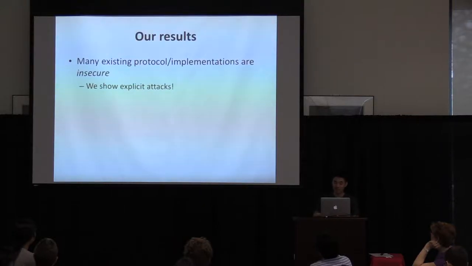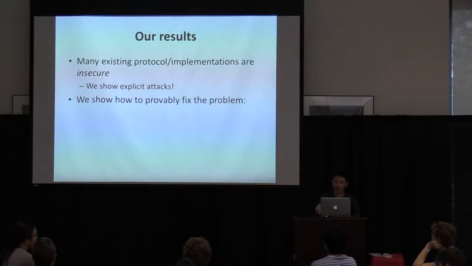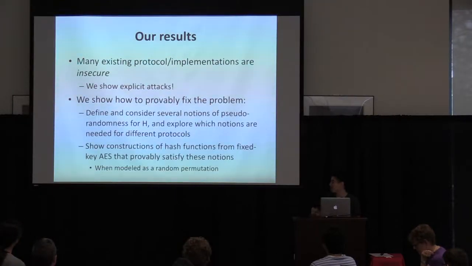So the summary is that first, many of the implementations are not secure. Some of them are not provably secure. Some of them require some specific implementation of, let's say, base OT and other stuff. And for some others, we can show explicit attacks on existing implementations. We also find good abstractions of the hash functions that can make everything secure, and show some constructions based on fixed key AES modeled as a random permutation, and show how to construct actually efficient constructions.